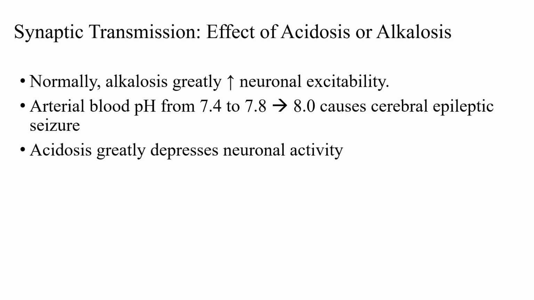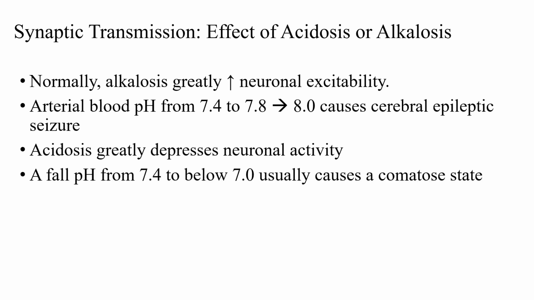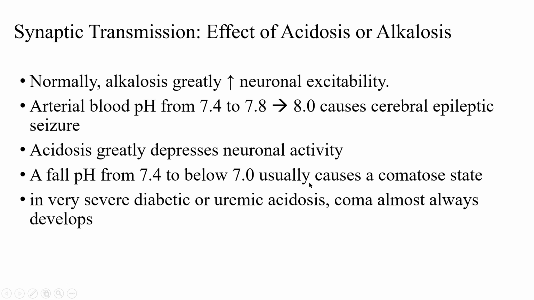Acidosis depresses neuronal activity, like coma. Coma is due to acidosis, right? Like diabetic ketoacidosis. The person will go into a coma. When pH falls from 7.4 to 7, it usually causes a comatose state. In very severe diabetic or uremic acidosis, coma almost always develops.